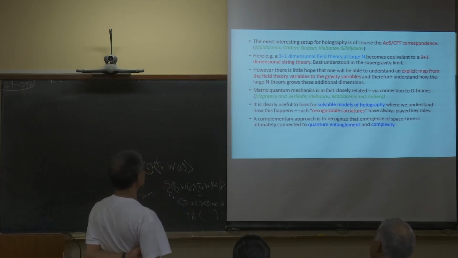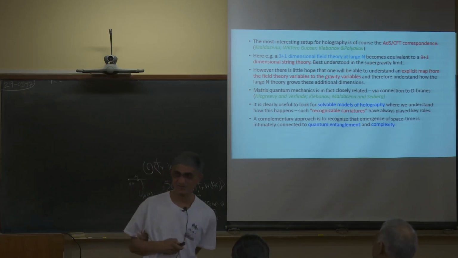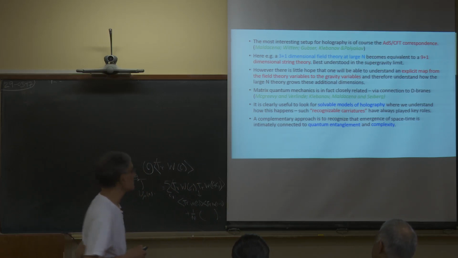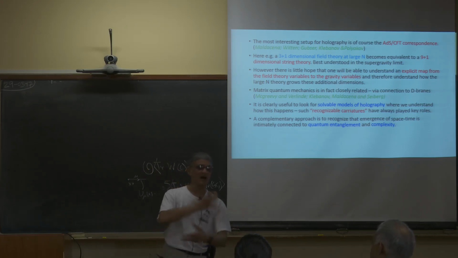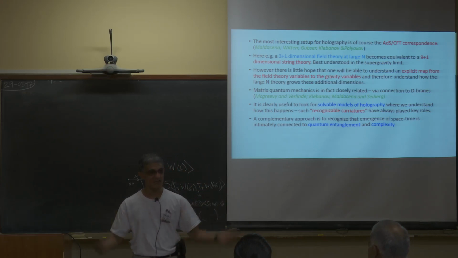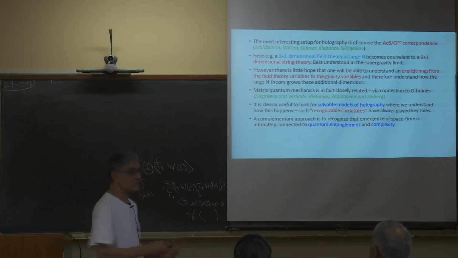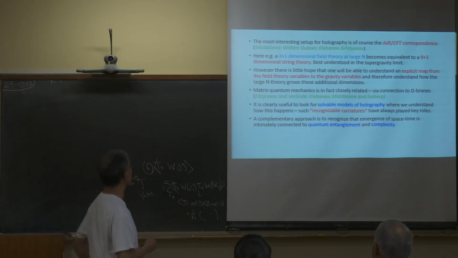So, the most interesting setup is the AdS-CFT correspondence, where there is a 3 plus 1 dimensional field theory at large n, which becomes equivalent to a 10-dimensional string theory. So, there are 6 dimensions which are generated. They are generated in slightly different ways. One is generated from the internal R symmetry group, another one is generated by some scale transformation, things like that. But nevertheless, at the end of the day, there are 6 additional dimensions which are generated.